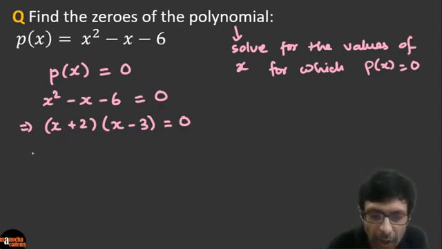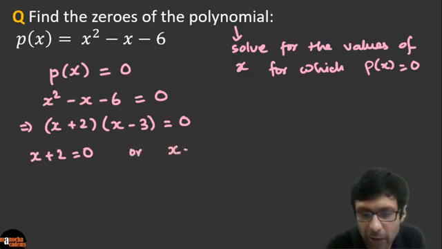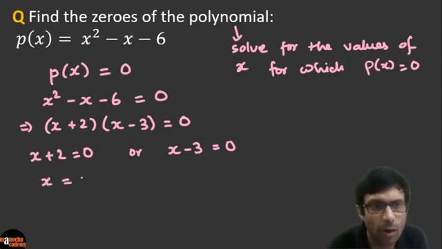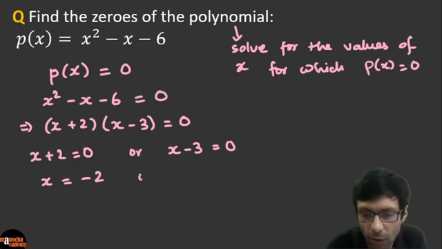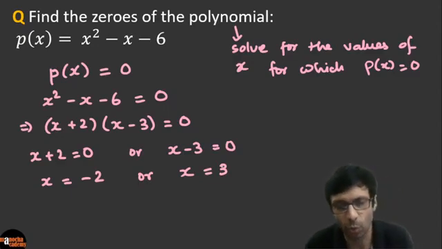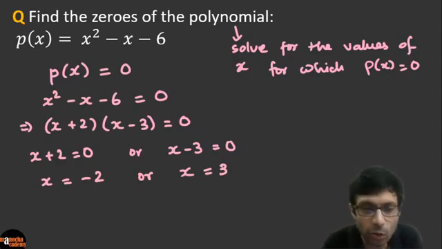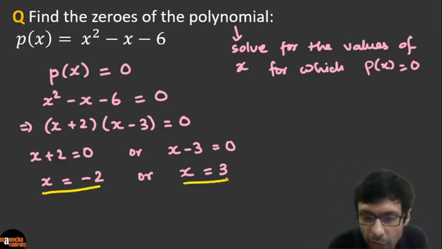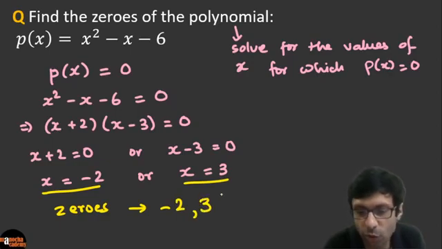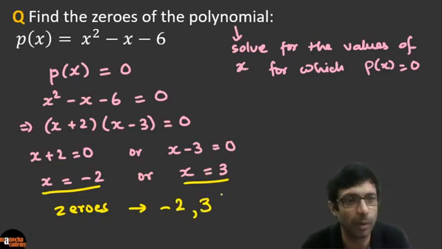So now you can see, either x plus 2 can be 0 or x minus 3 can be 0, right? Simple. So what do we get here? X equal to minus 2 or x equal to 3. Okay, guys. So check my answer. Did I make some mistake? Is my answer correct, guys? So what have we found? These are the values. These are called the zeros of the polynomial. So the zeros of our polynomial are basically going to be minus 2, comma 3. Those values of x for which the polynomial becomes 0.